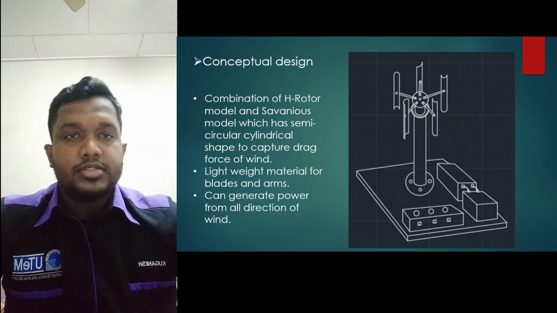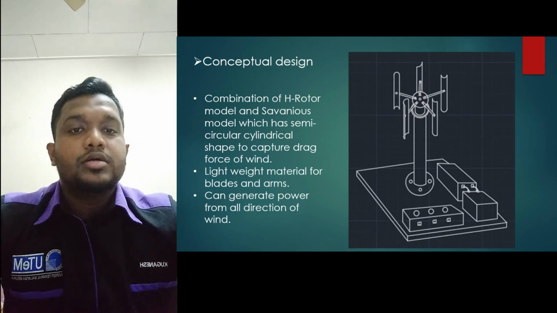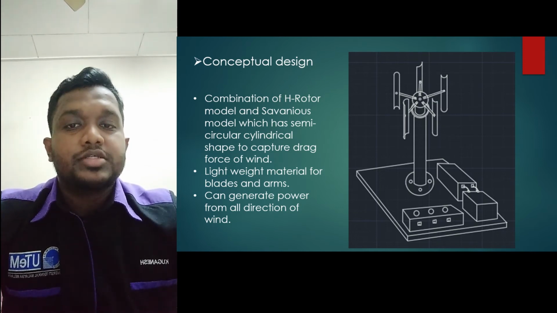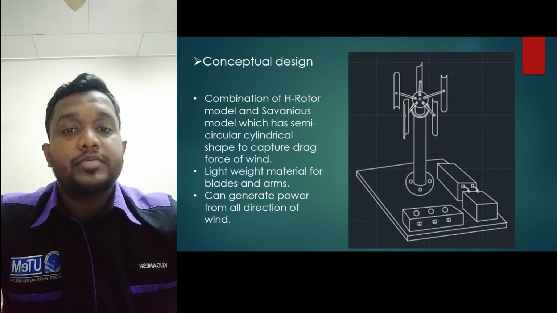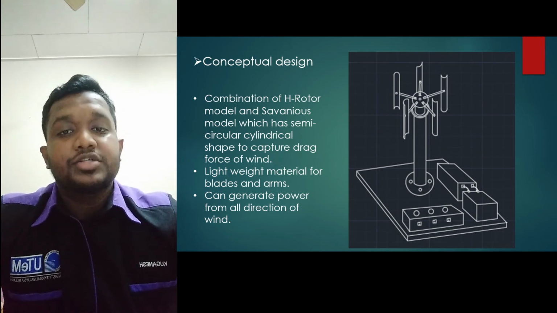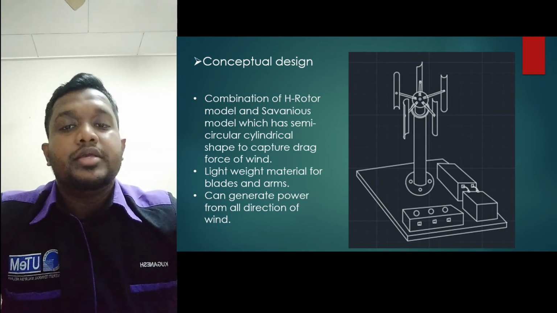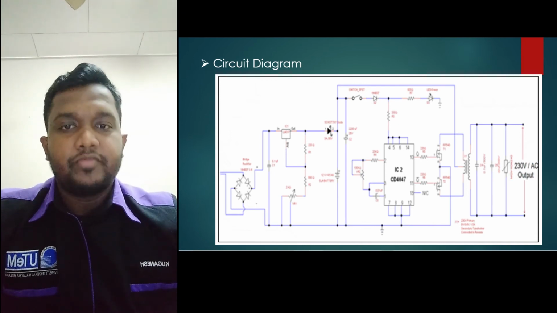Okay, this is the selection of the conceptual design of my project. The design I used is in the AutoCAD system, which is a combination of the H rotor model and the Savonius model, which has a semicircular cylindrical shape to capture the drag force of the wind. I used lightweight material for the blade and arms, and it can also generate power from all directions of wind.